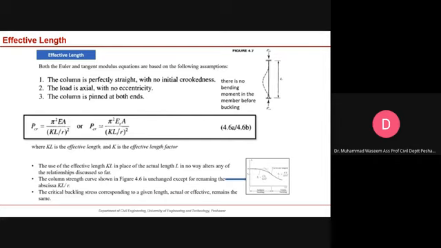Okay, now we will discuss the Euler Bernoulli. Oh no, sorry, not Bernoulli. Euler equation. Okay, Euler formulation.